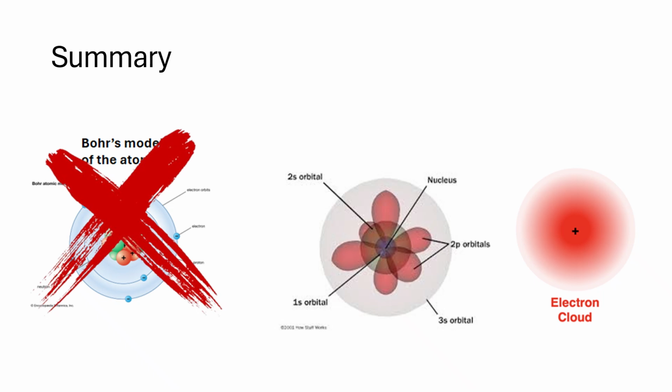SPDF orbitals aren't physical paths, but mathematical regions where electrons are most likely to be found. They form the foundation of modern chemistry because they determine how atoms bond, how molecules form, and why elements behave the way they do.